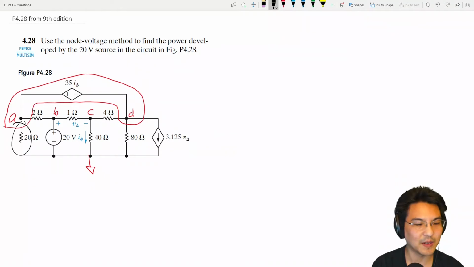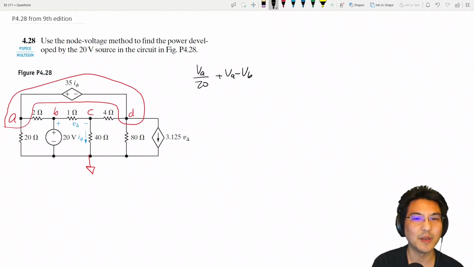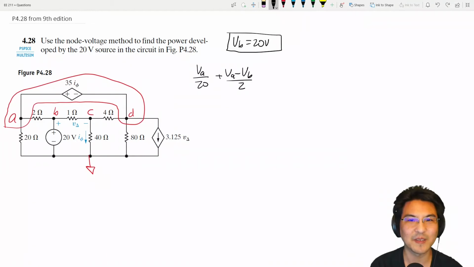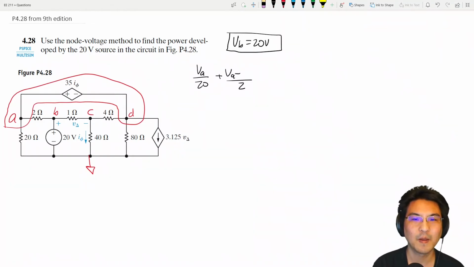So I got over here, that's VA over 20. And then over here, VA minus VB over 2. And I just noticed that we already know VB is 20 volts. So that was easy. Okay, so that's 20 volts. Can I just write 20? Okay.